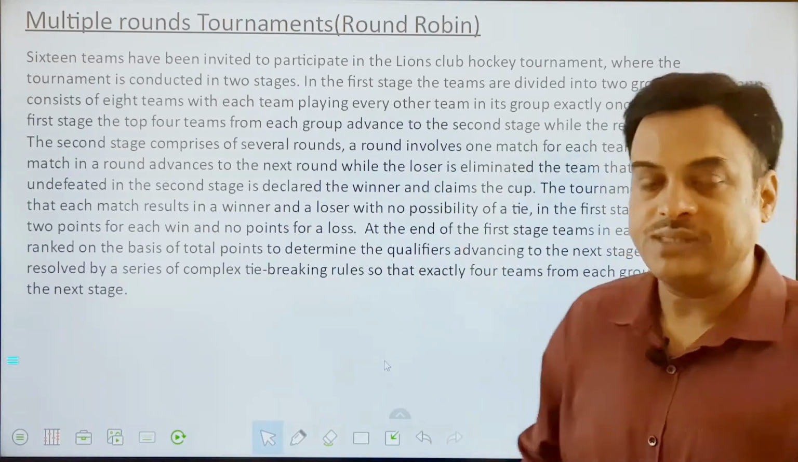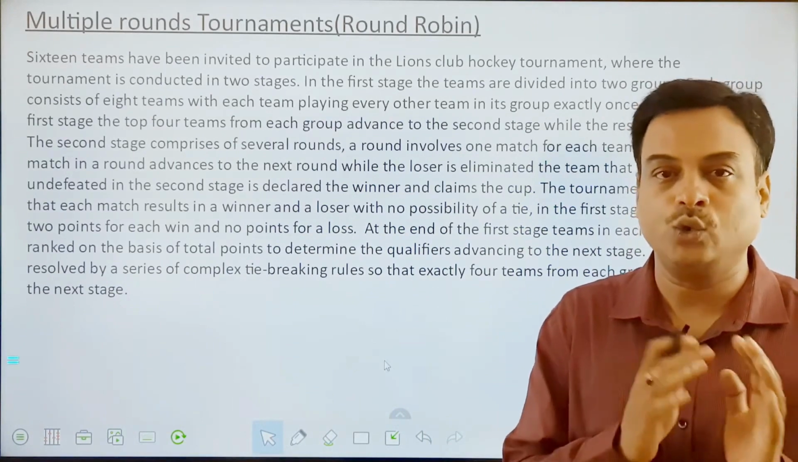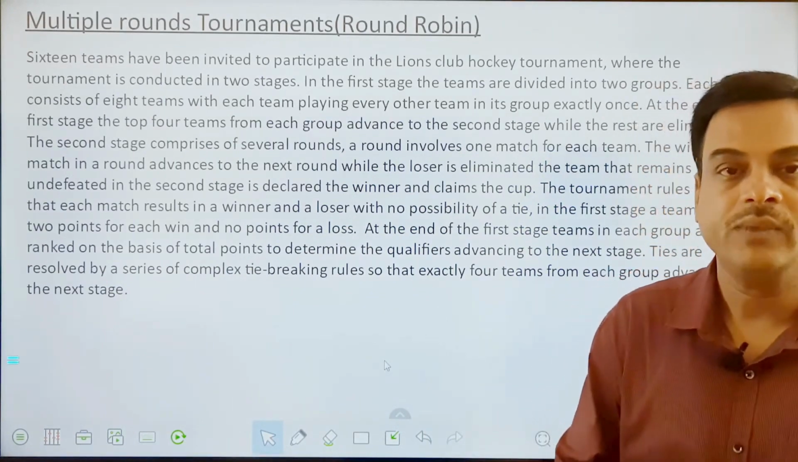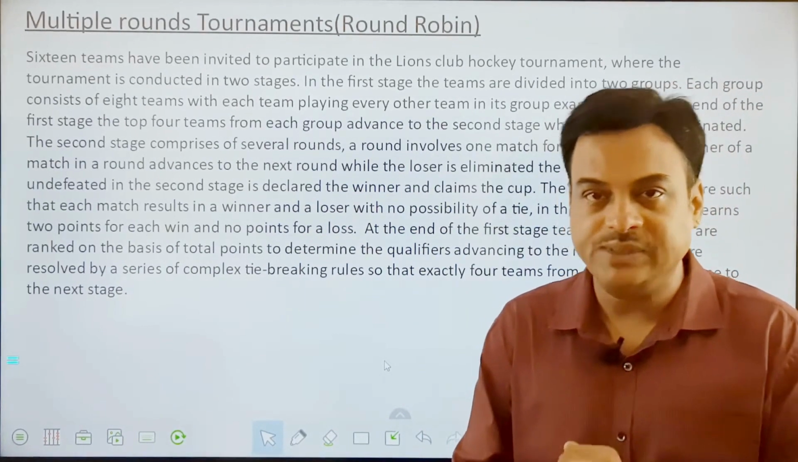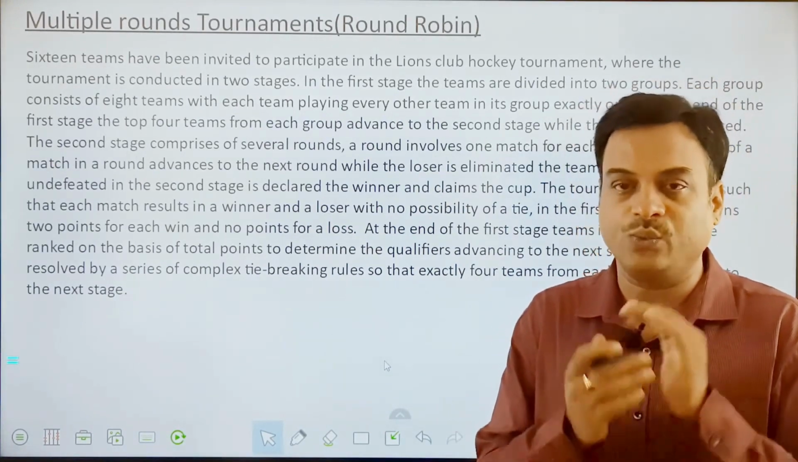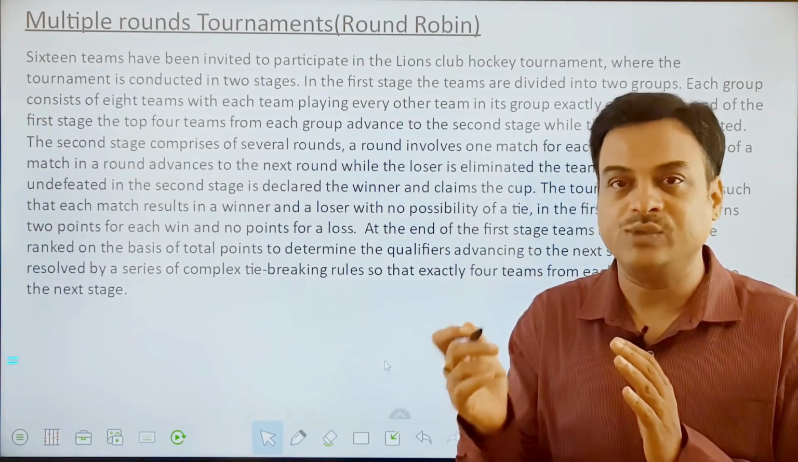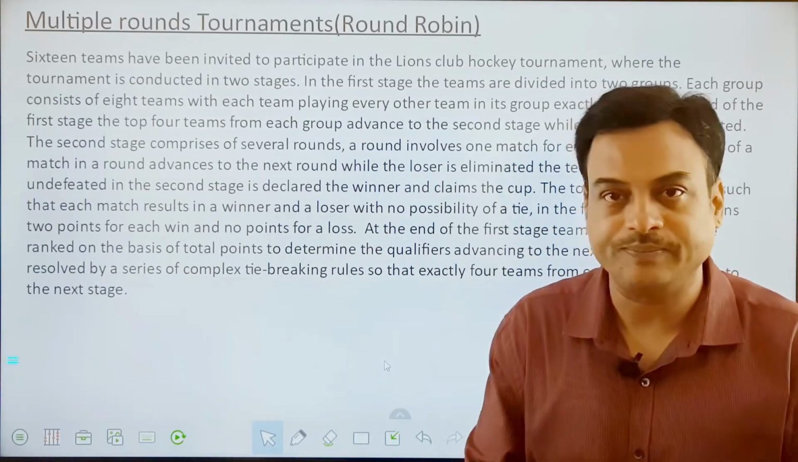There are 16 teams. In the first round, they'll be divided into two groups, Group A and Group B. In Group A, there will be 8 teams. In Group B, there will be 8 teams. Group A teams will play with each other. Group B teams also will play with each other.